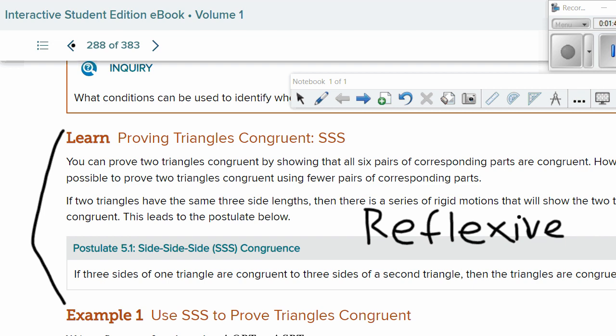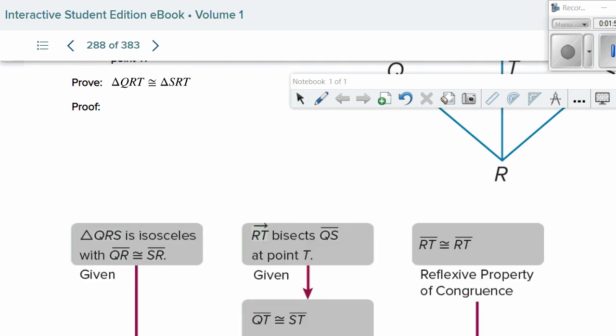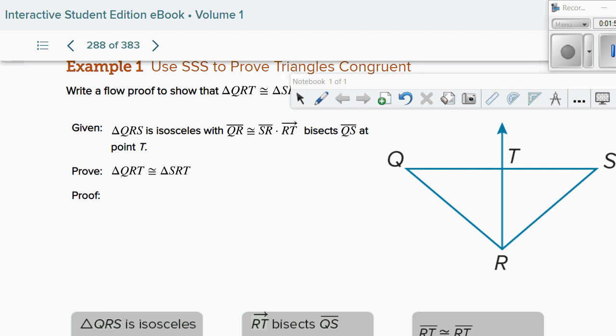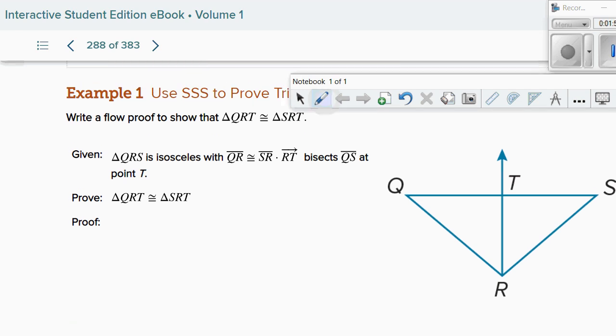Okay. So if we take a look at this first proof here that they got for you, there will be a lot of proofs. They're doing a flow chart proof, but we don't need to do that. If you could just go ahead and sketch a two-column proof right here.